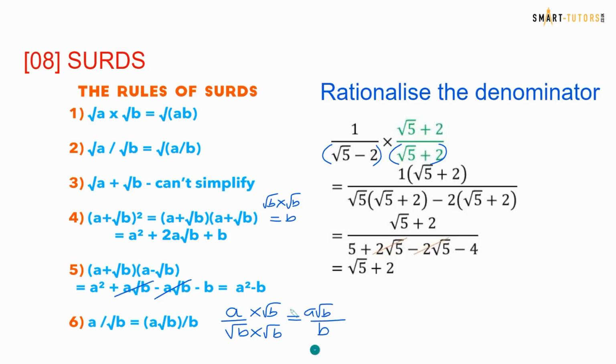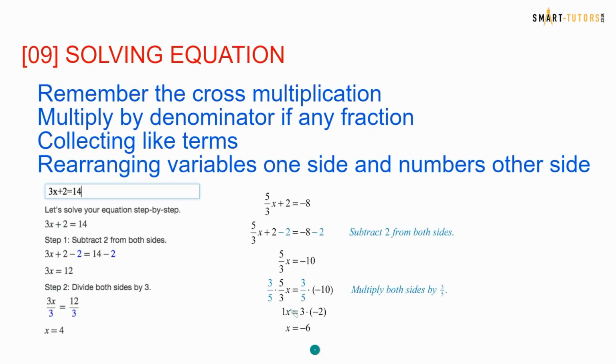Root 5 minus 2, root 5 minus 2. In this case, I am multiplying by root 5 plus 2. Then it is simple multiplication, expanding brackets. So in the denominator you get root 5 plus 2 times root 5 minus 2, which is 5 take away 4. That is the answer.